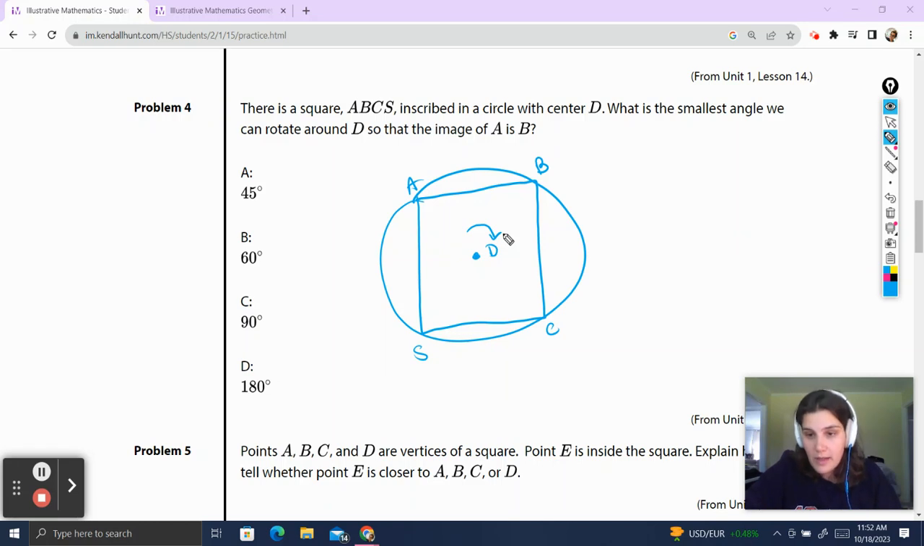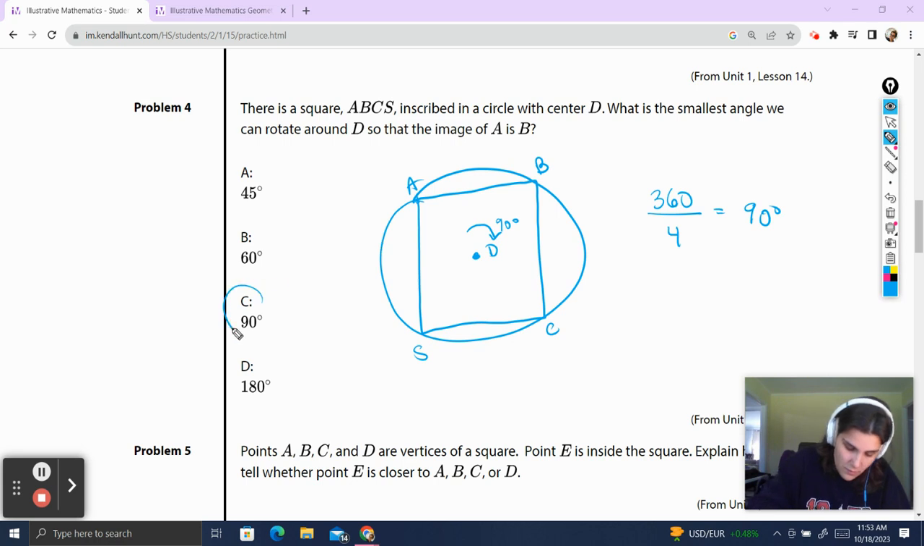When we have a regular polygon, and that is a polygon where all of the sides are the same length and all of the angles are the same, we're going to say 360 divided by the number of sides of the polygon is 90 degrees. So if we rotate him 90 degrees, and it has to be clockwise, and specifically in this figure, it depends on where you put your A's and B's, A goes to B, and that is the image. So the answer would be 90 degrees, and we're done. And this is the minimum angle of rotation.